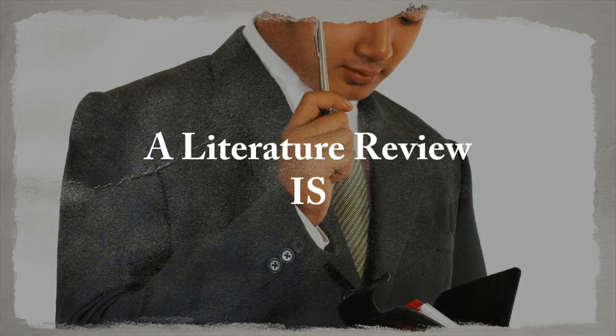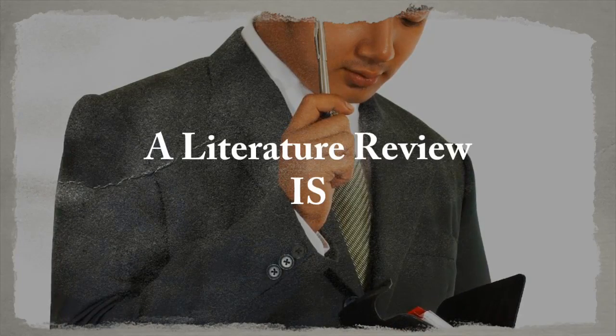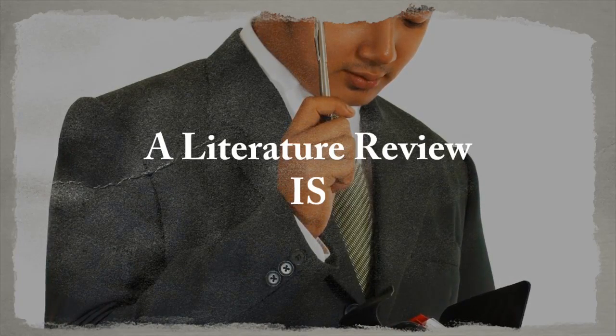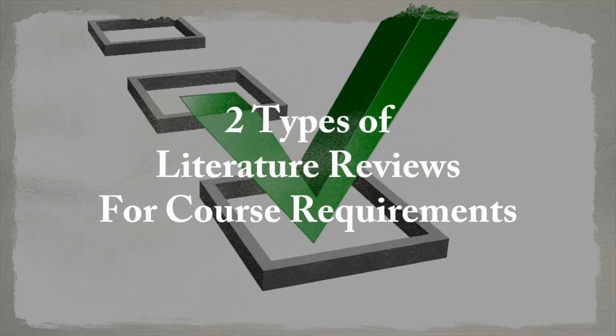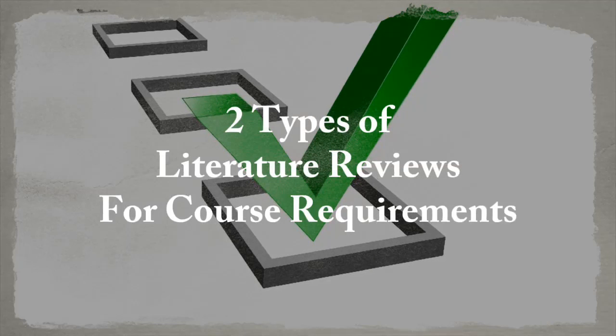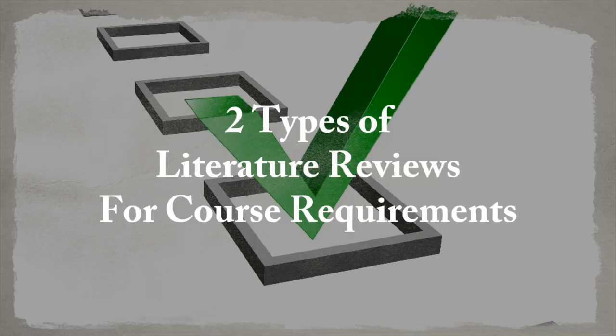Alright, now that we know what a literature review is not, let's talk about what a literature review is. There are 4 different types of literature reviews, however there are only 2 that are typically used for course requirements. The first type of literature review most commonly seen in the academic environment is the narrative literature review.